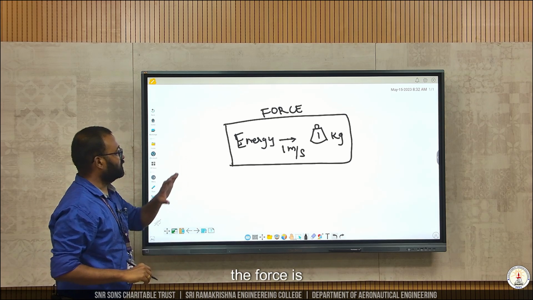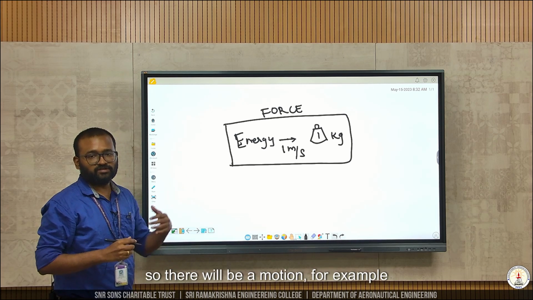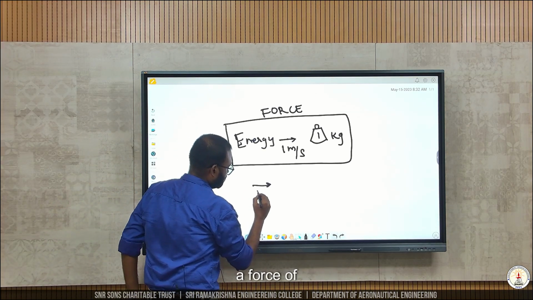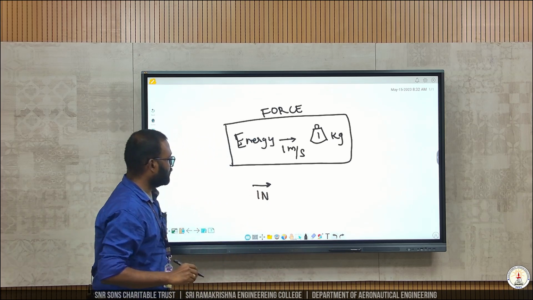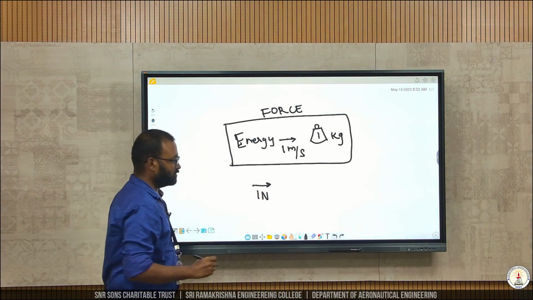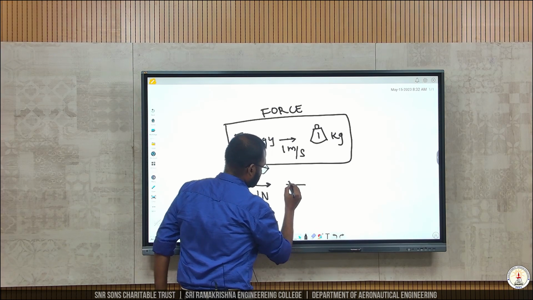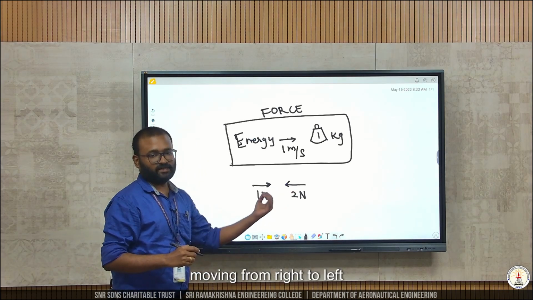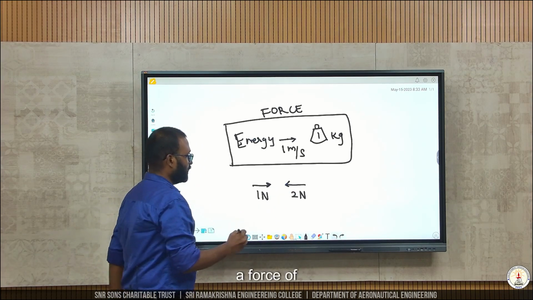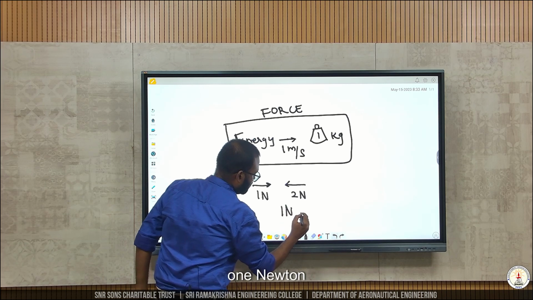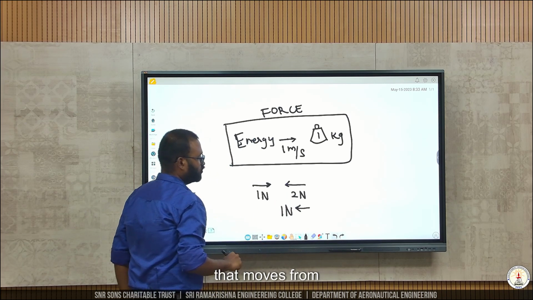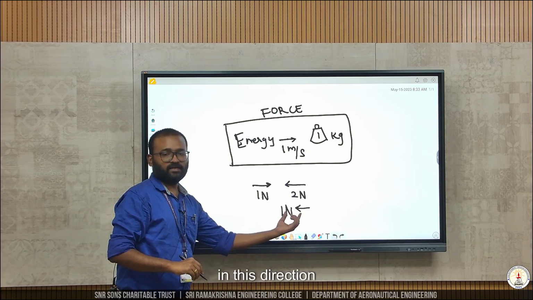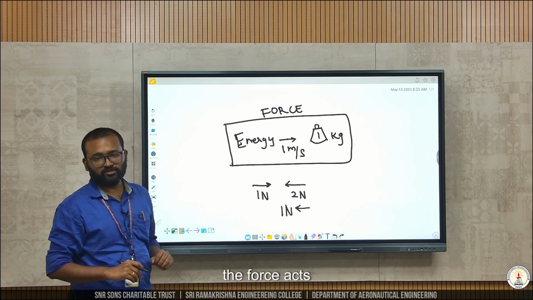Wherever the force is imbalanced, there will be a motion. For example, if I apply a force of 1 Newton in the direction from left to right, and there is an opposite force of 2 Newton moving from right to left, my end result will be a force of 1 Newton that moves from right to left. So there will be a motion in this direction. This is how the force acts.